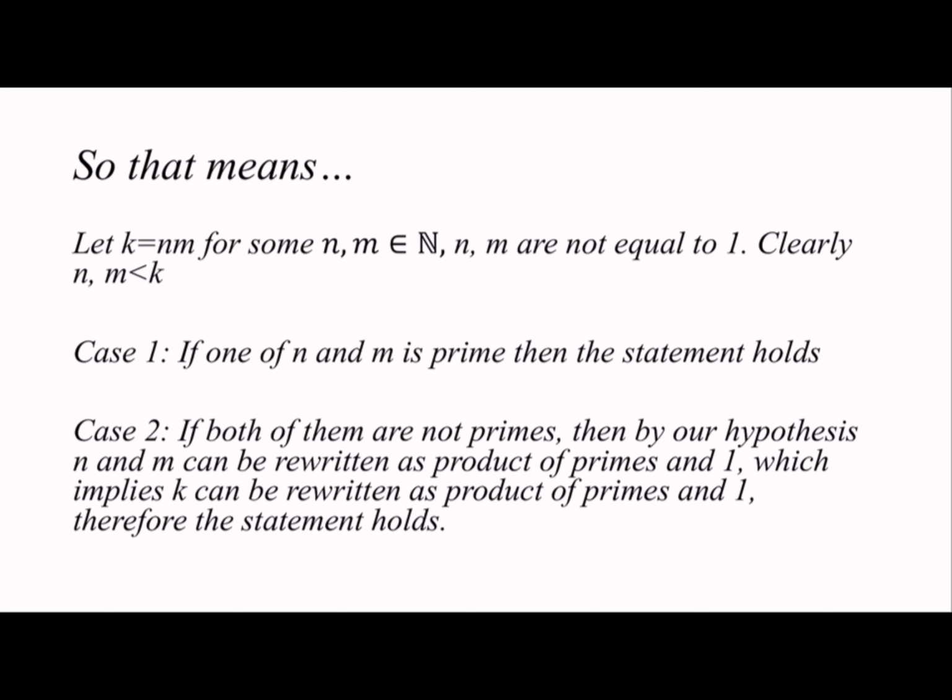So let's say we have 16, and 16 will be equal to 4 times 4. And since our base case says that 4 can be expressed as a product of primes, let's say 4 equals 2 times 2 and 4 equals 2 times 2. So 16 can be expressed as the product of primes and 1. Therefore, our hypothesis holds for all natural numbers.